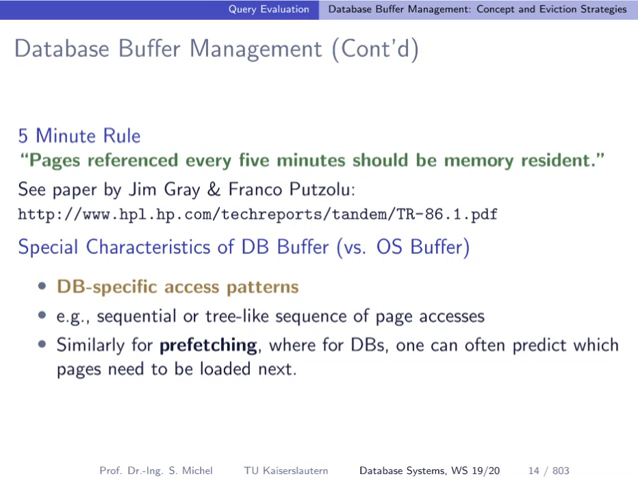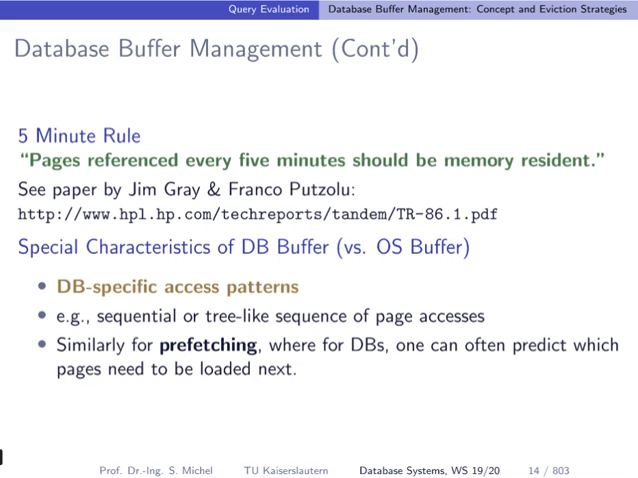The overall question in database buffer management is, which pages should we put into the buffer? And there's a not very concrete algorithm, but a quite famous rule proposed in a paper by Jim Gray and Franco Putzolu. This is called the 5 minutes rule. And this is the following. Pages referenced every 5 minutes should be made memory resident. That means that pages which are frequently used, in here every 5 minutes, should not be loaded from disk, but kept in memory.